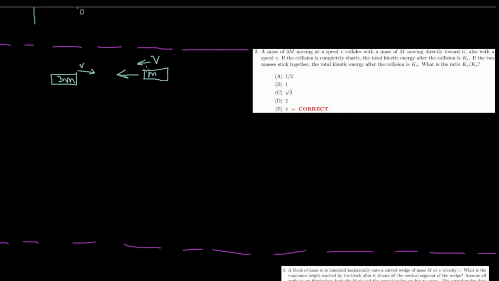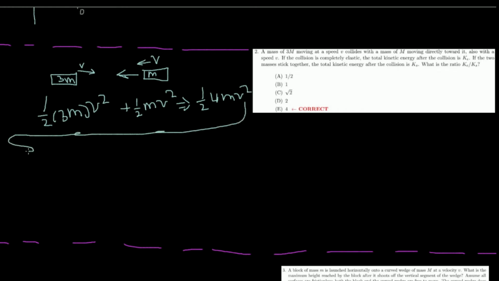Now if the collision is completely elastic, that's essentially saying that there's conservation of kinetic energy. So that leaves Ke as 1/2 3m v squared plus 1/2 m v squared, which is essentially 1/2 4m v squared, which is equal to 2mv squared.